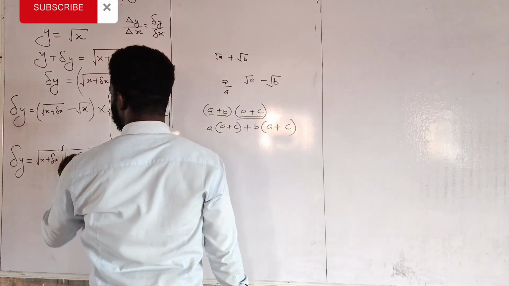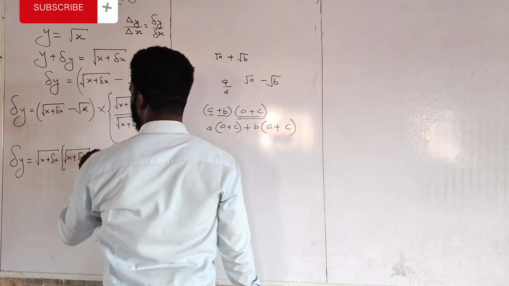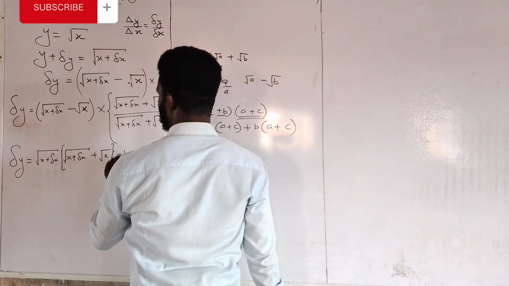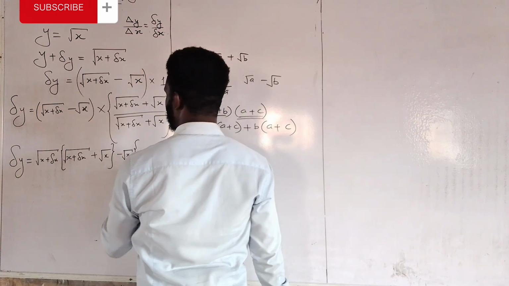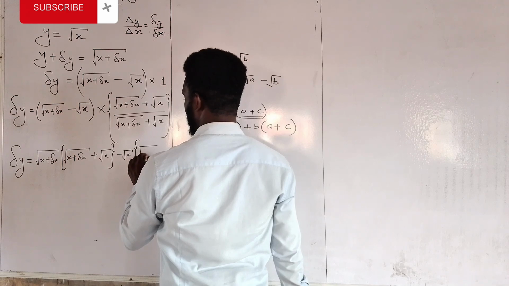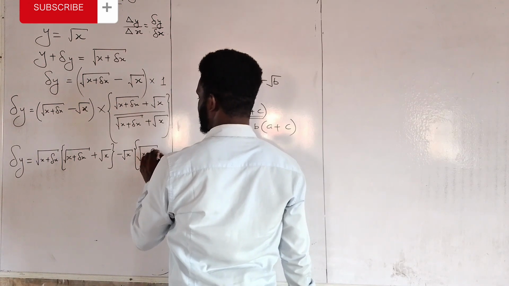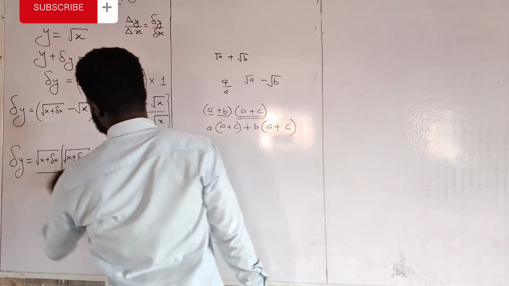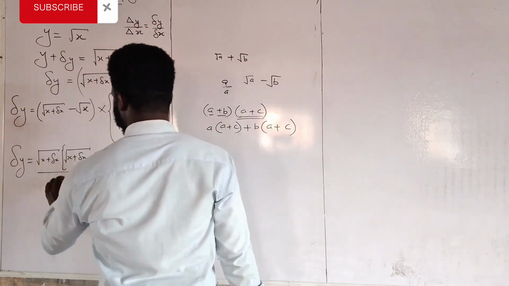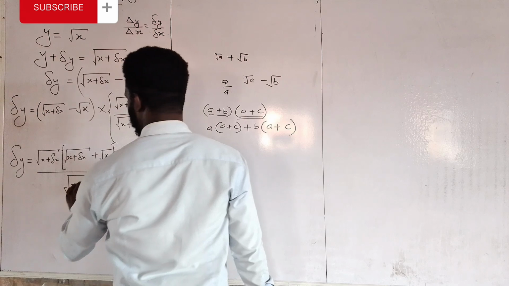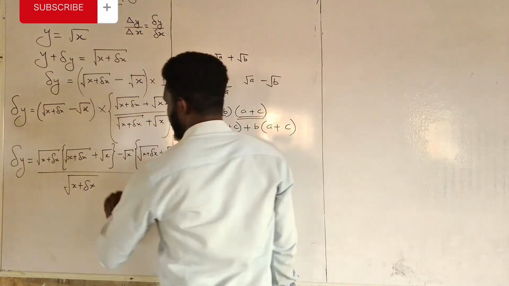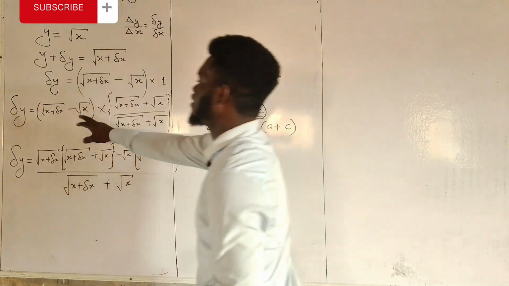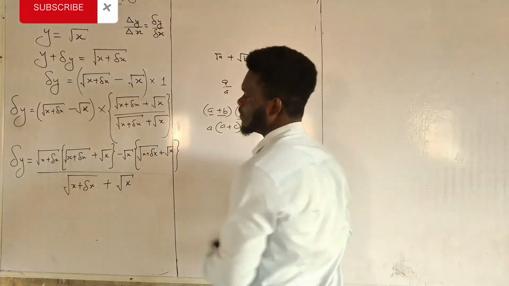We have x plus change in x, then plus another change in x, then minus the square root of x, still multiplying the same thing, x plus change in x plus your change in x. Then all divided by this, x plus change in x, then plus our x. So we have expanded the numerator, leaving the denominator the same, nothing spoils.